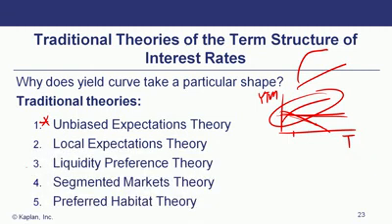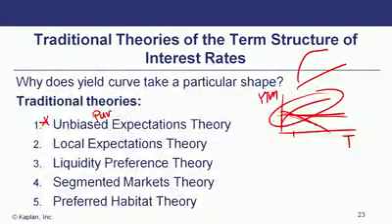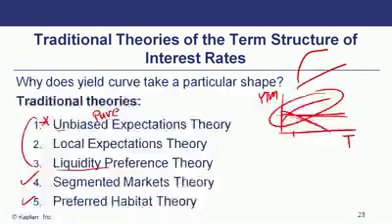So we have 5 theories: unbiased expectations, also sometimes called pure expectations. So I'll write the word pure here. Pure expectations is what we've called it elsewhere in the curriculum. Local expectations, which is going to be a derivative of number 1. Liquidity preference, which is sometimes called biased expectations. So notice this is unbiased or pure, and down here we would have biased expectations. All these first 3 are really related. And then we have these other 2, segmented market and preferred habitat, which are kind of anti-theory theories. I'll tell you what I mean by that in just a moment.